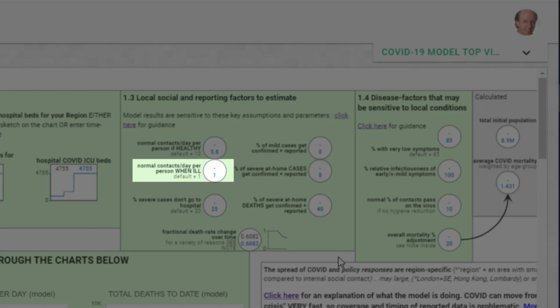The next number concerns the normal contact rate when people are actually ill enough to stay off work or to stay off school. Under those circumstances, they would reduce their normal contact rate anyway.